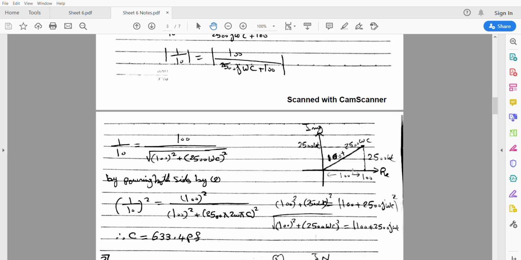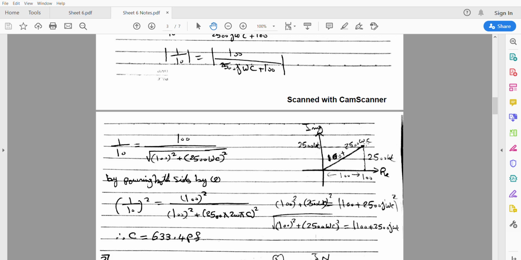So now I will replay what I have said. If we need to get the value of a complex number, to get a real value of this capacitance, we draw a real part and imaginary part. The real part consists of a value of 100 ohm, so I put a point at 100. Then the imaginary part is equal to 2500 omega c, and this point declares this complex impedance.